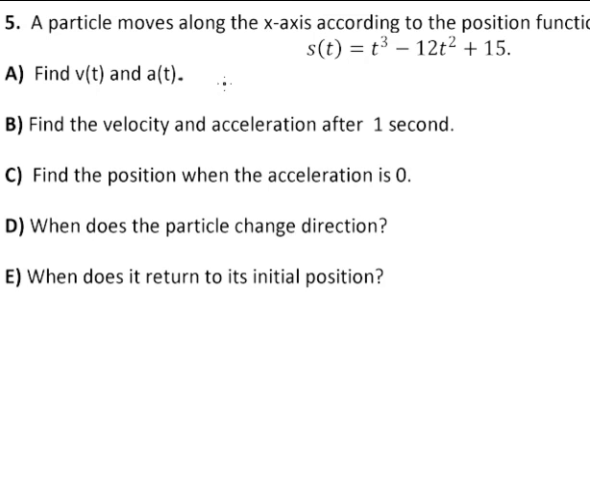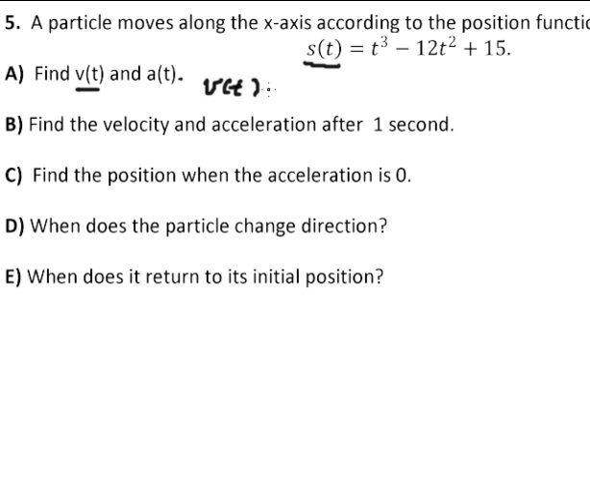Okay, number 5. Here we have a motion problem. A particle moves along the x-axis according to the position function s of t is equal to t cubed minus 12t squared plus 15. First we have to find v of t and a of t. So v of t, that's velocity. The velocity is the derivative of the position function, s of t. So let's just take the derivative.